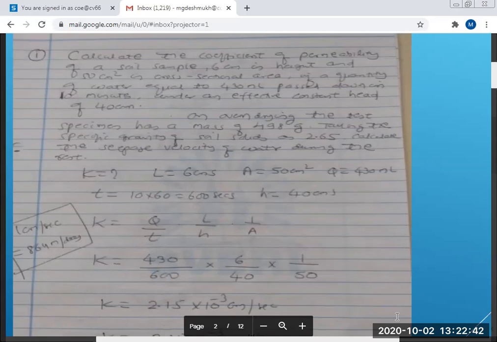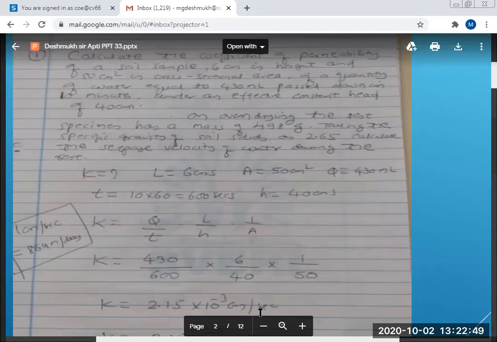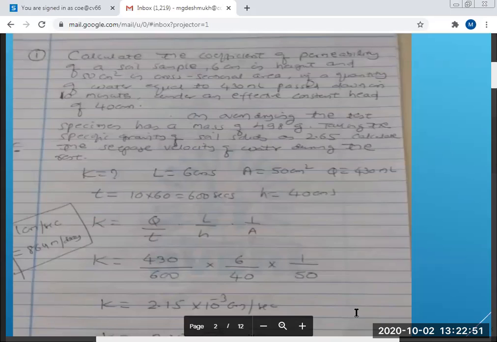Got it? Now once you get K, suppose they ask to convert this K, which is in centimeter per second. Most of the time permeability is very small, so I do not want it per second, I want the permeability per day. So please convert this into meters per day and tell me the answer of K. The answer we got is in centimeter per second.